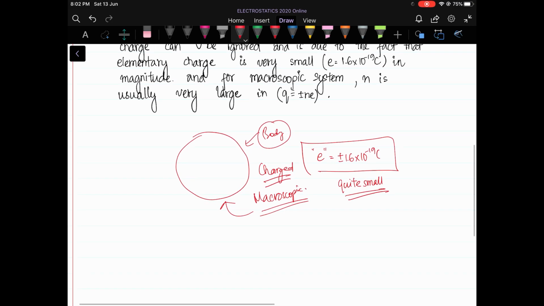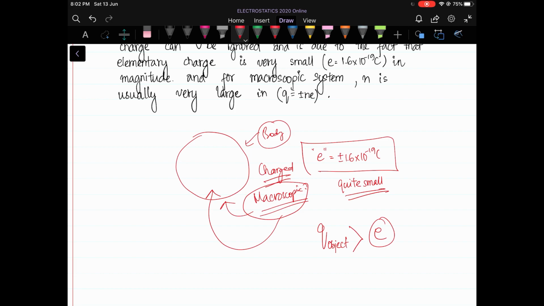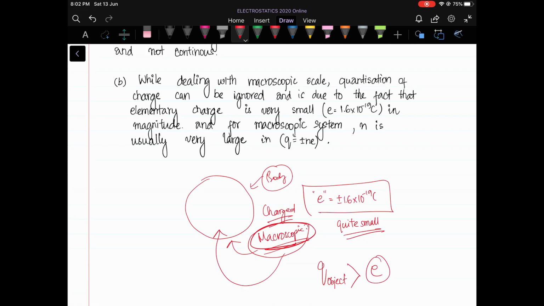So I'll repeat again, the charge gained by this macroscopic object will be very, very large compared to your electric charge. Hence we will not observe the quantization rule if we are dealing with a macroscopic object, because macroscopic objects have a very large amount of charge, whereas the charge on each individual electron is quite small. Hence quantization of charge can be ignored.